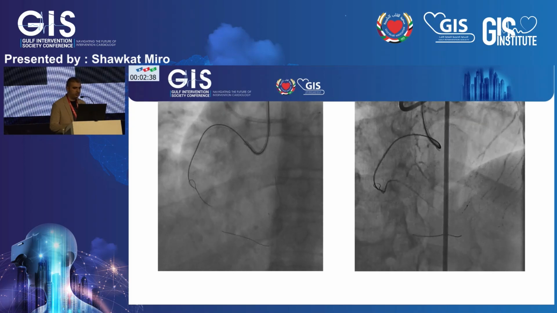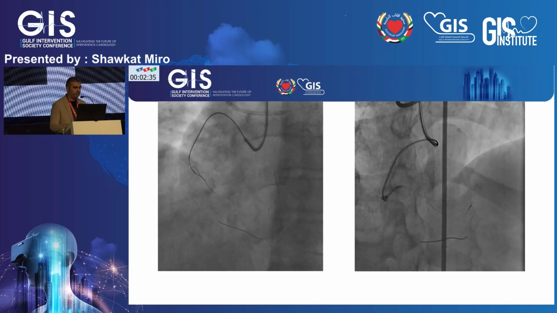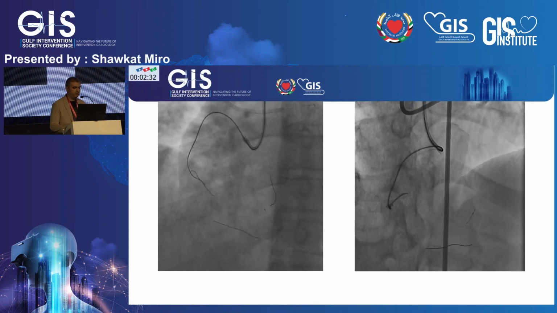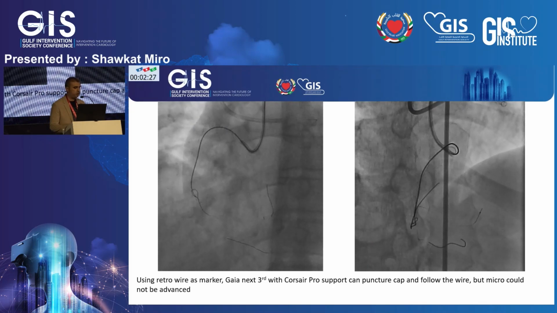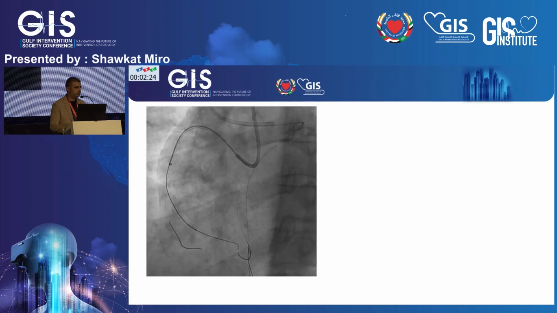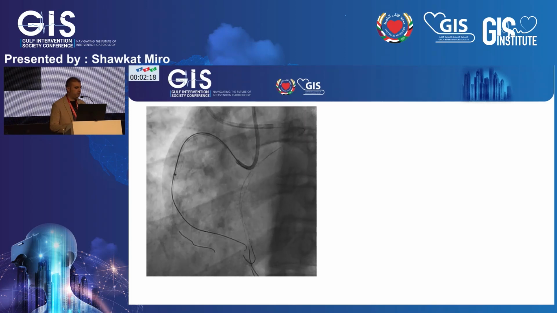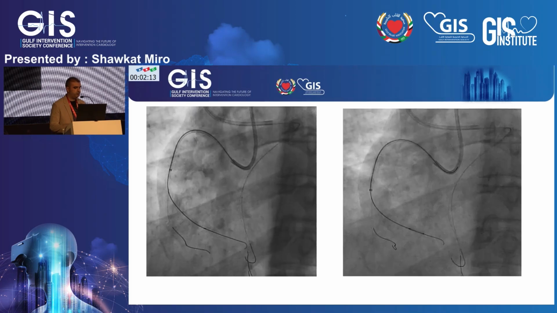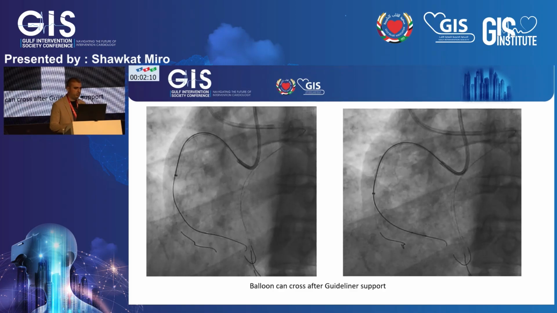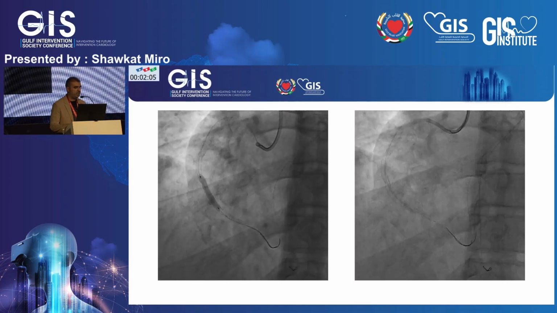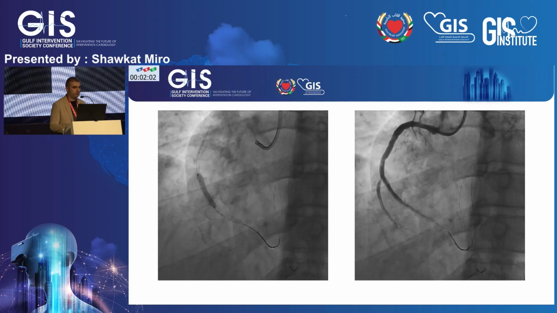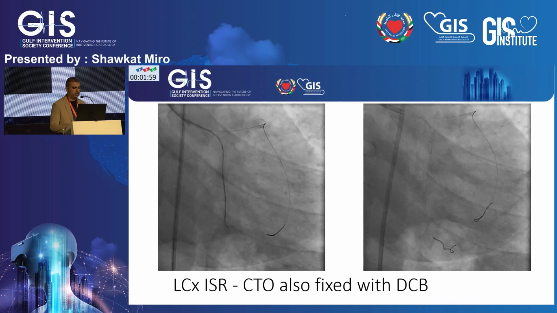This is the retrograde injection to confirm the position of the antegrade Gaia Next 3rd wire, and it was in the true distal lumen. Now I tried to advance the microcatheter, but it could not be advanced more, so I changed the microcatheter to a 1 millimeter balloon with the support of Godzilla. We were able to cross the proximal cap, did some dilatation, and then changed the wire to a workhorse wire, deployed some stents with some post-dilatation, and restored TIMI 3 flow in the right coronary artery.